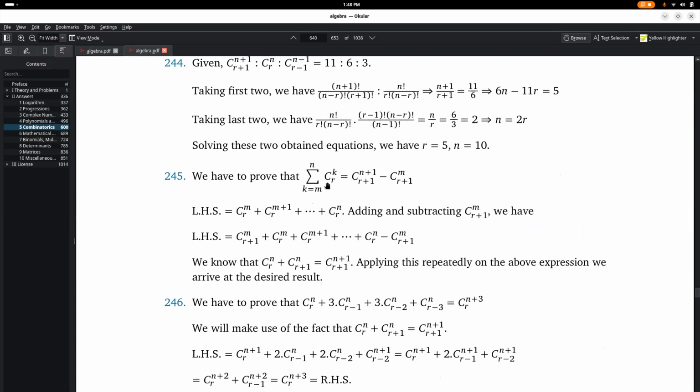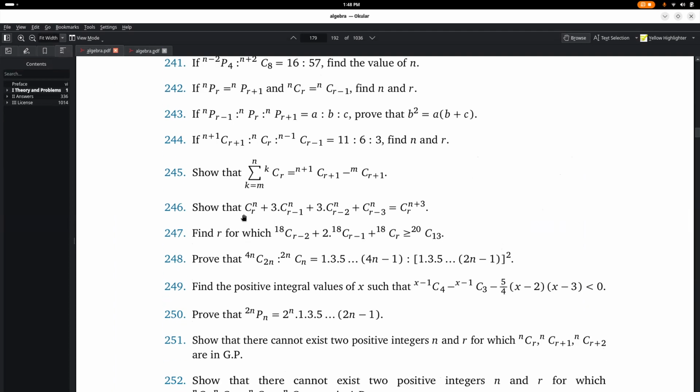So our left hand side, if we expand, it will become mCr plus (m+1)Cr plus so on till nCr. Now we add and subtract (m)Cr+1. So mCr+1 we put in here and we subtract here. Now we know that mCr plus mCr+1 is equal to (m+1)Cr+1. So this will become (m+1)Cr+1, and that when combined in this will become (m+2)Cr+1. And then you go on combining, eventually you will end up with (n+1)Cr+1 minus mCr+1.